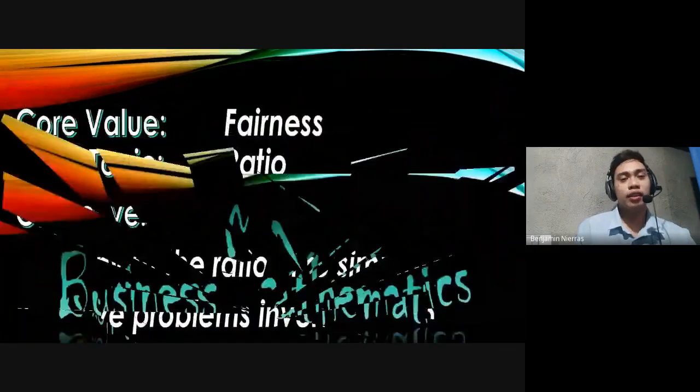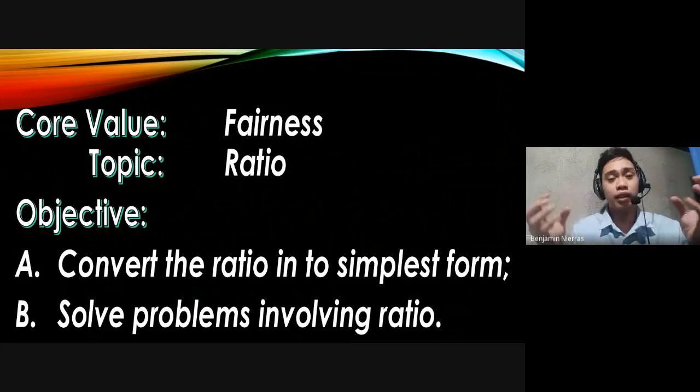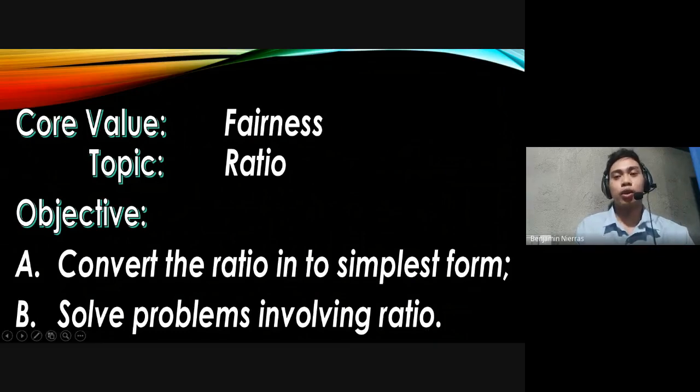So here I chose fairness as our core value, because I believe that the students should know how to be fair. Whatever they divide into two parties, you have to be fair enough for them, no? No unfairness and maltreating each other. So the topic is ratio. Our objectives: A, convert the ratio in the simplest form, and B, solve problems involving ratio.